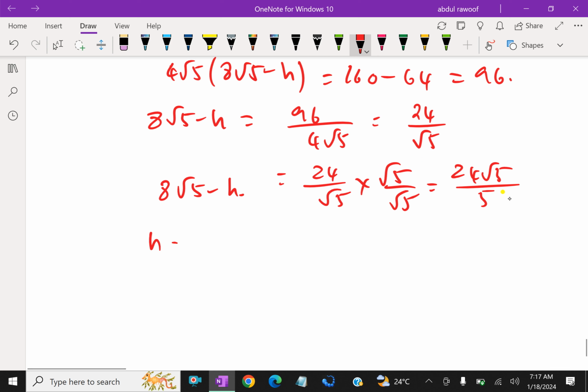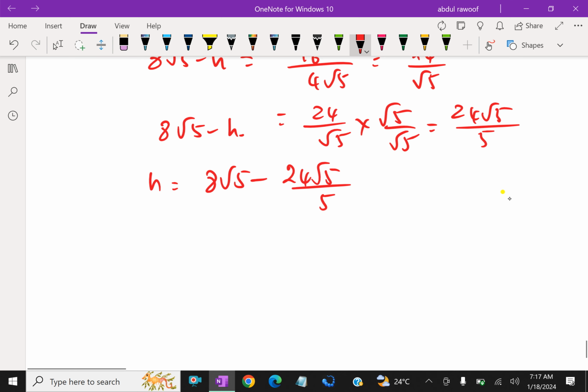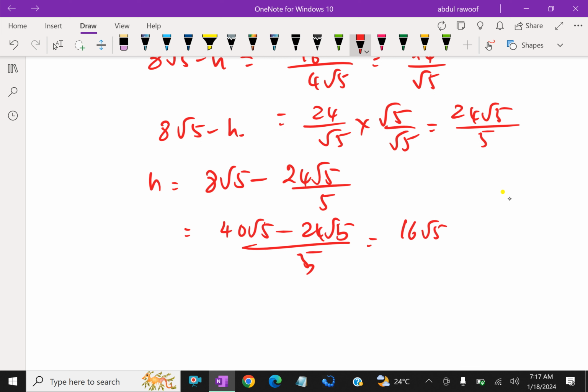From this, h equals 8 root 5 minus 24 root 5 over 5. Now further, 8 into 5 is 40 root 5 minus 24 root 5 over 5, which is 40 minus 24, that is 16 root 5 over 5.